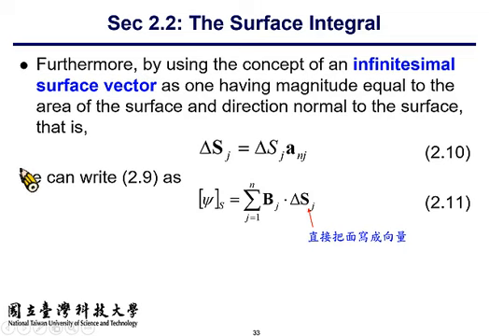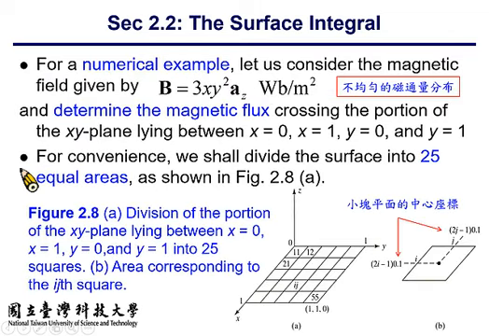Have you noticed that on the blackboard I write the magnetic flux density as a vector? And how about the magnetic flux? Magnetic flux is a scalar. Why? Because it is the dot product of delta S and B, which are both vectors, and the dot product of two vectors is a scalar. So magnetic flux phi is a scalar, while the magnetic flux density is a vector. We should be careful about that.